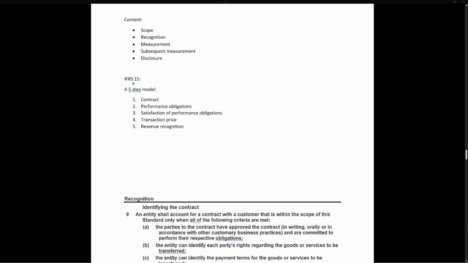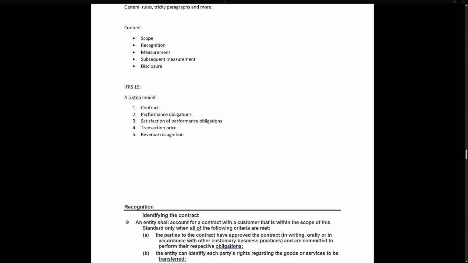Let's start. IFRS 15, a 5-step model. You know that it starts with the contract, performance obligations, satisfaction of performance obligation, and transaction price and revenue recognition. You all know this 5-step model, but it is like a warm-up. In day 2 or even day 3, but mostly day 2, you are not going to be tested like this.